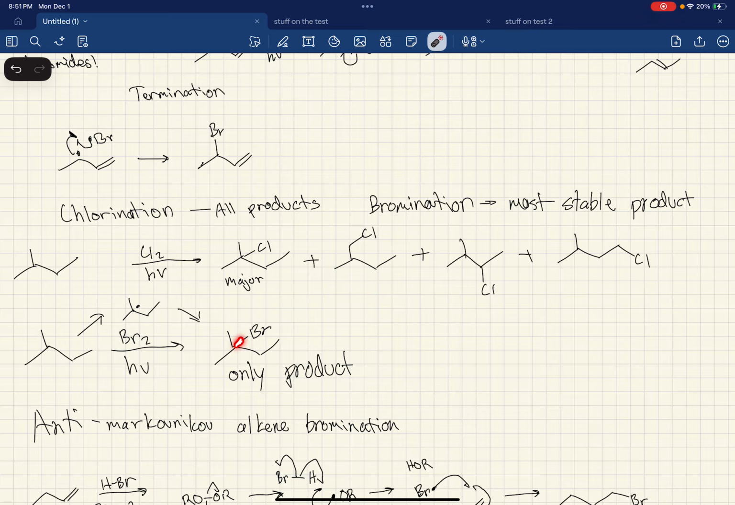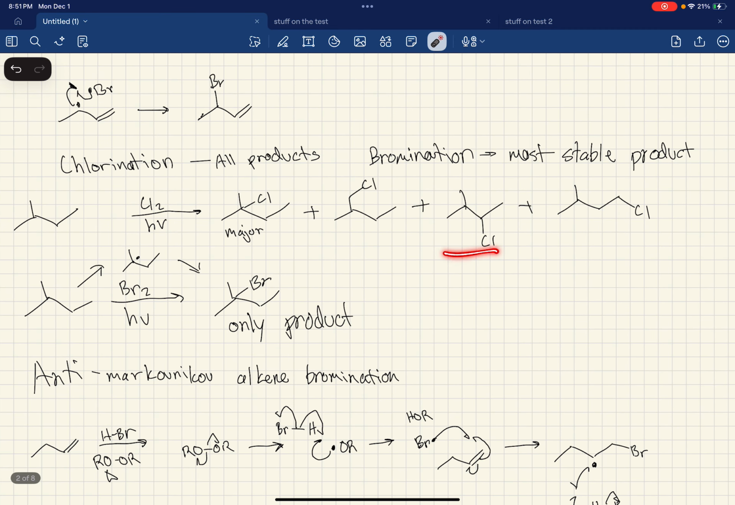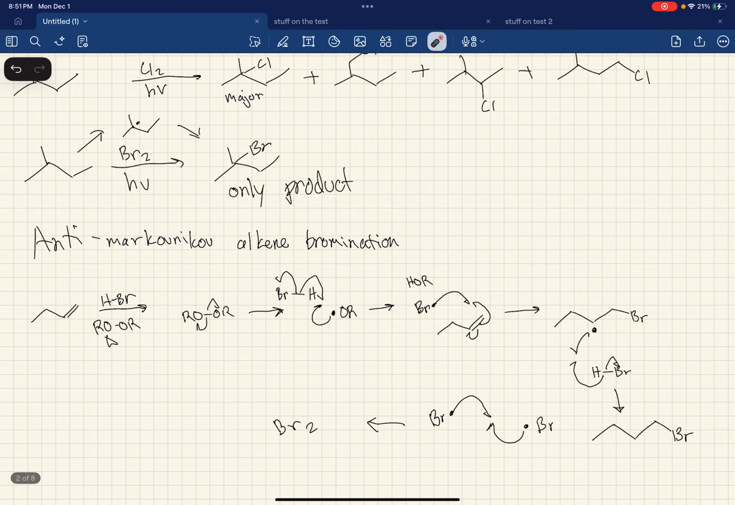And this is the tertiary. If the most substituted was like this, a secondary, the radical would form right here. With chlorine, there is going to be a major product, and it will be the most substituted. This would probably be the second most concentrated, and these two would probably be about the same.